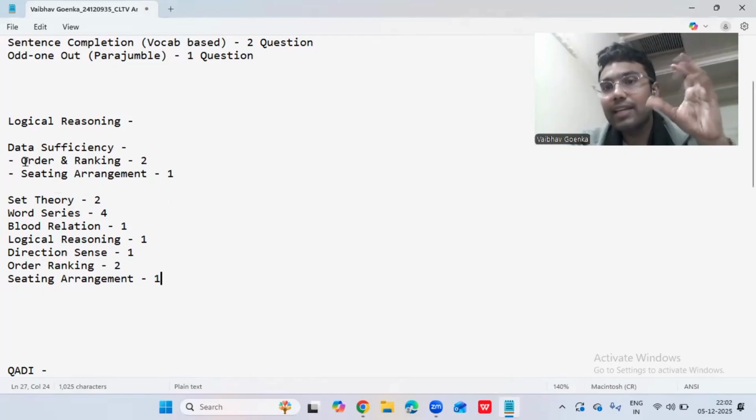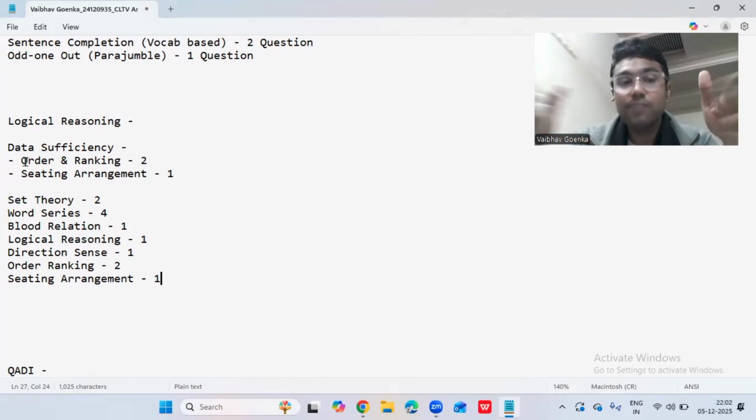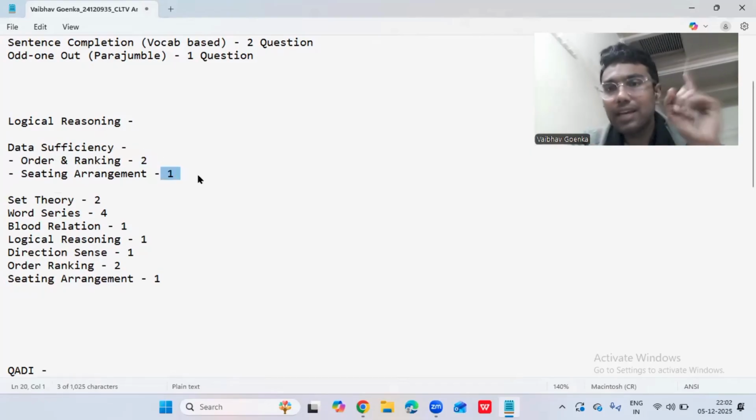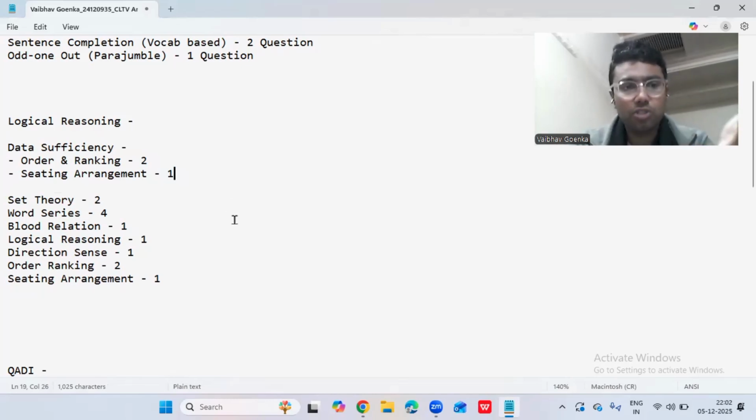So data sufficiency kya hota hai, you need to tell which statements are correct. There will be a question and two statements, and you need to tell which statements are enough to answer the question. Okay, so that is data sufficiency. So order ranking ke do questions and seating arrangement ka ek question tha, so there were total 15 questions.